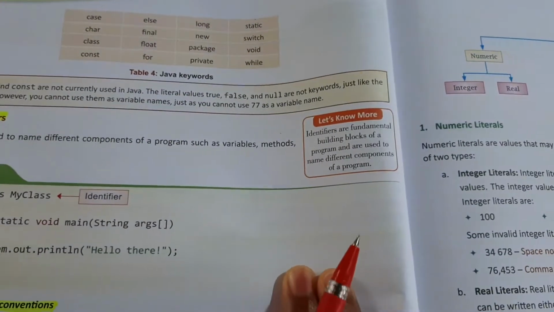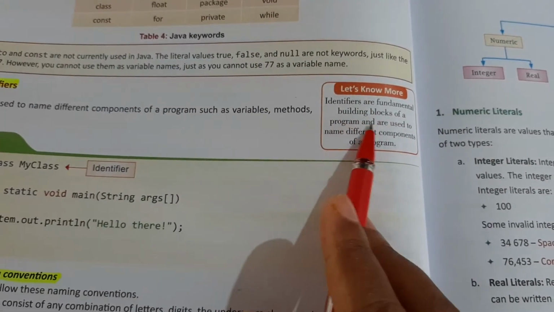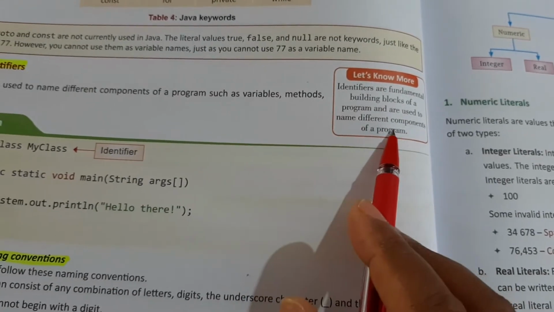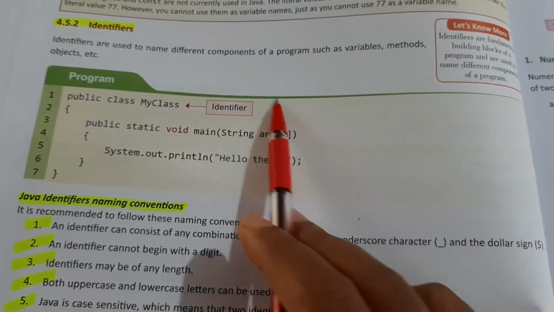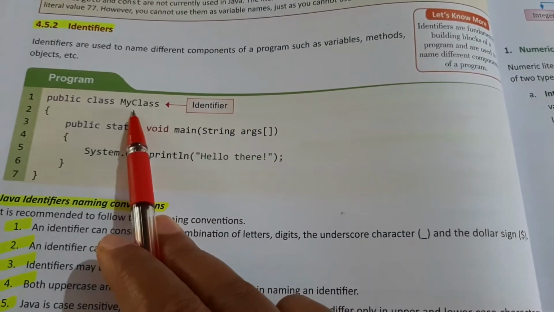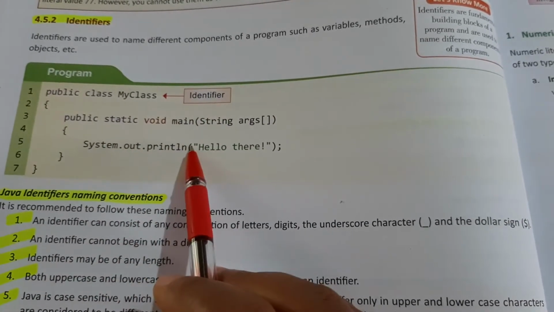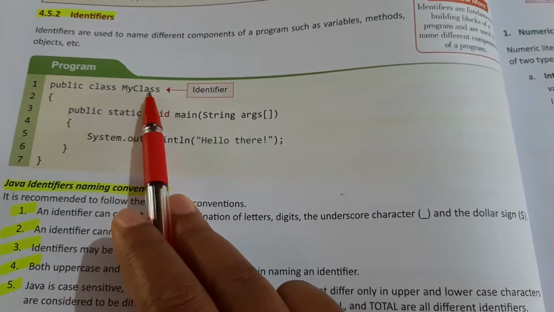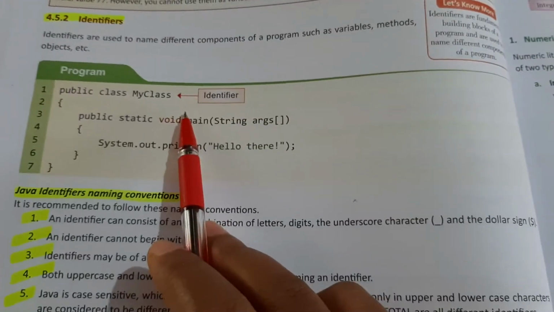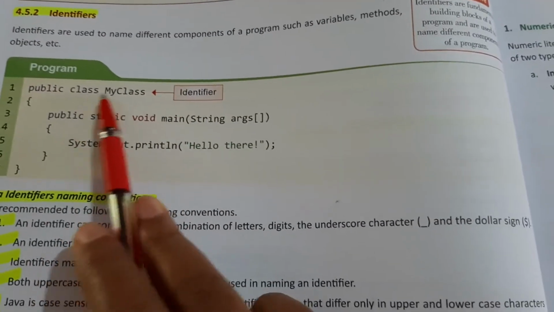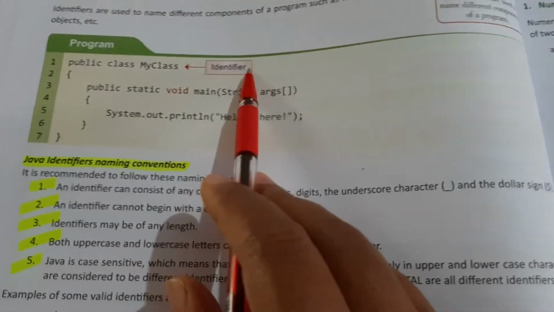Now, what is an identifier? Identifiers are the fundamental building blocks of a program and are used in the different components of a program. What does it mean? By the class name, I am able to identify what is happening in the program. Suppose you are writing a program based on average, then you can write the class name as average. Then that average will show what the program is about. So it is like an identifier.